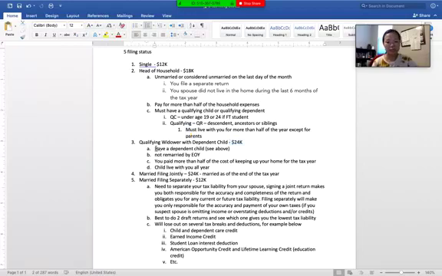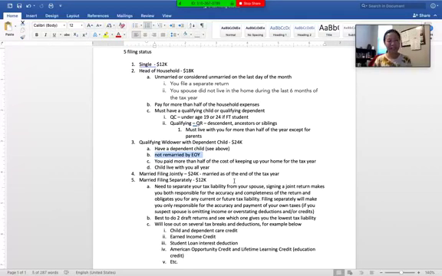So what's a dependent child? A dependent child is a qualifying child who is under the age of 19, or under 24 by the end of the tax year if he or she is a full-time student. To qualify as a qualifying widower, you must not remarry by the end of the tax year.